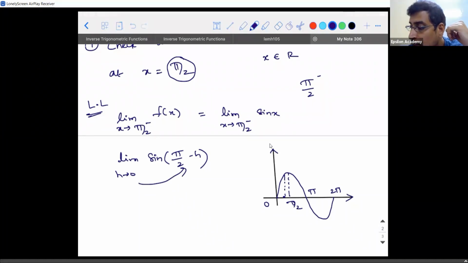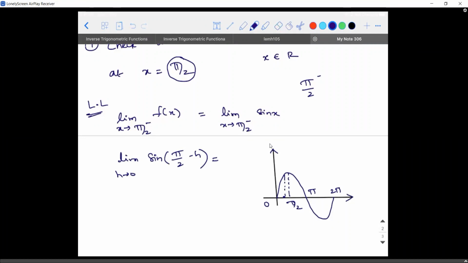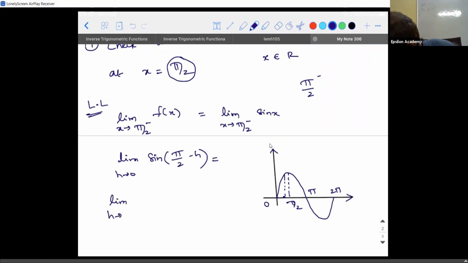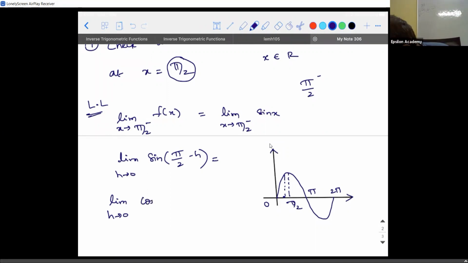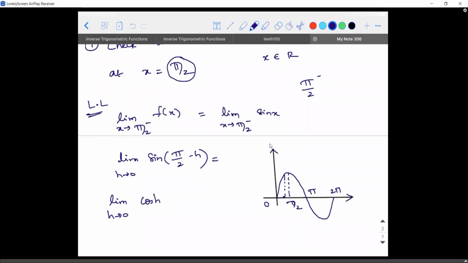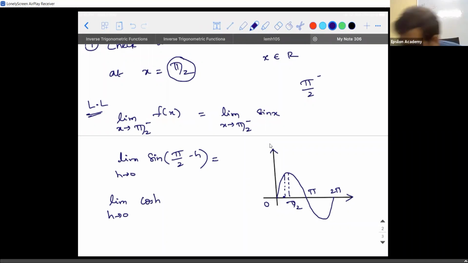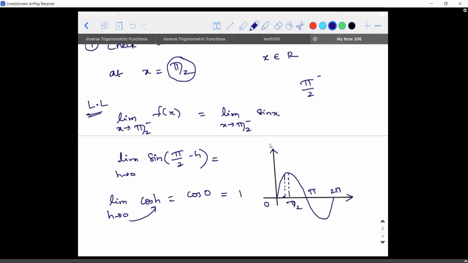Sin of pi by 2 minus h is what? Just now we discussed this in inverse trigonometry. Why is it not minus sin? Because pi by 2 minus h is in the first quadrant, so sin of pi by 2 minus h is nothing but cos h. Take 0 and substitute it here. You will get cos 0. Answer is 1. Clear? Is there any doubt?